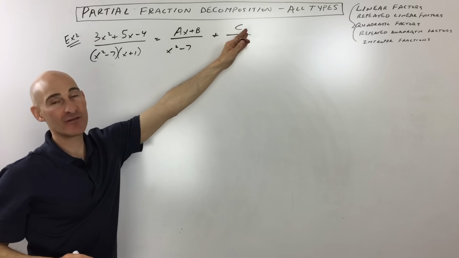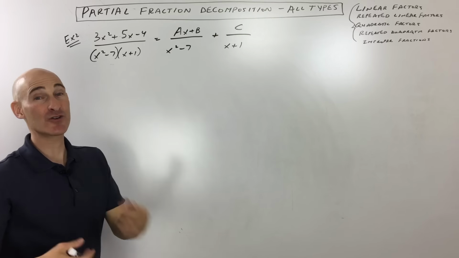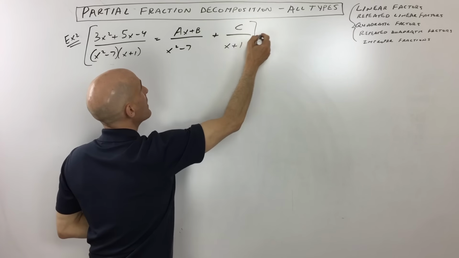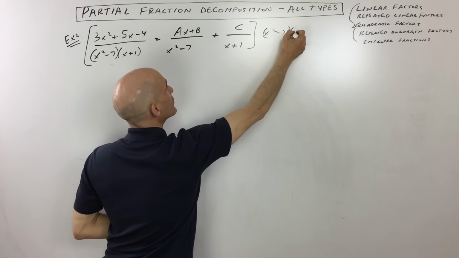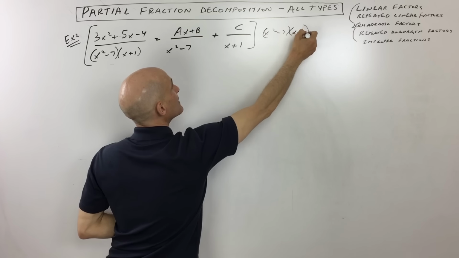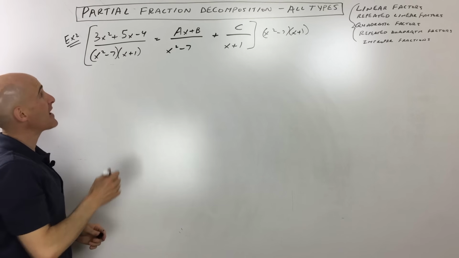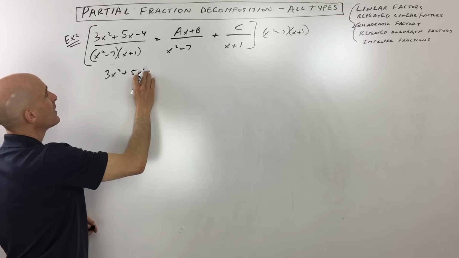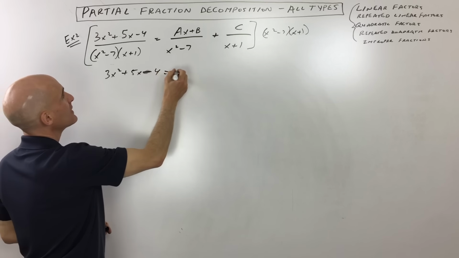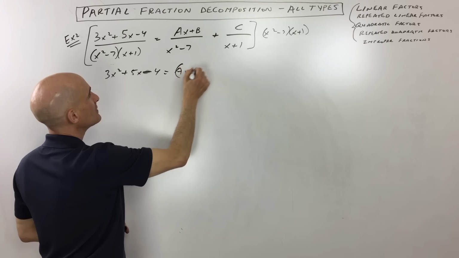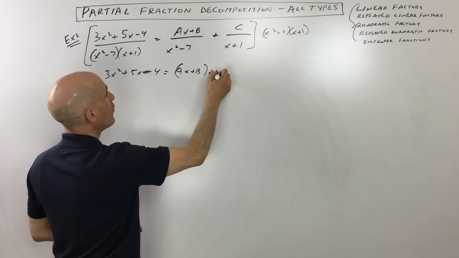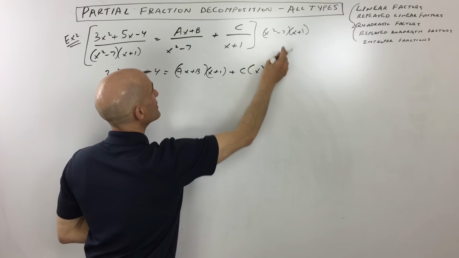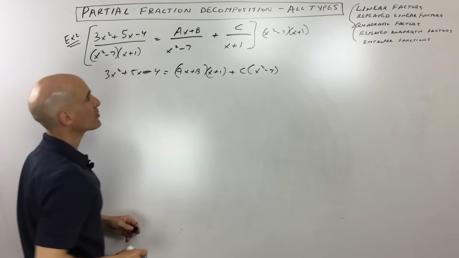Now make sure you pick different letters. You don't want to use the same letter twice, okay? That's key also. But what we want to do here is clear the denominators by multiplying by that common denominator, which is x squared minus 7 times x plus 1. If you distribute to each one of these factors, that's going to clear the denominators. And so that gives us 3x squared plus 5x minus 4 equals (ax plus b) times (x plus 1), plus c times (x squared minus 7), because you can see the x plus 1s cancel each other out.